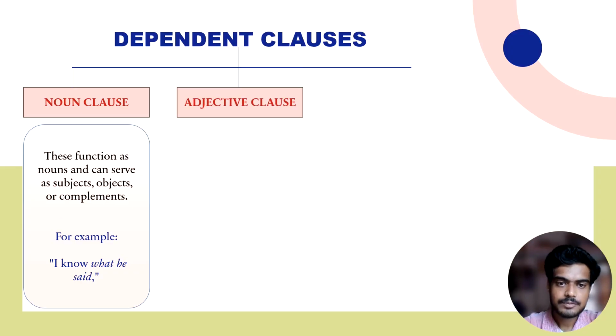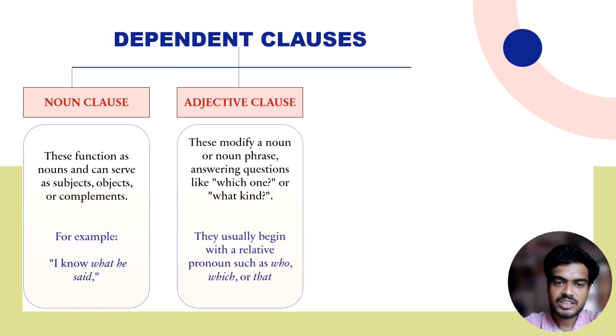Then we have adjective clause. What does adjective clause do? It modifies a noun or a pronoun. This modifies a noun or a noun phrase. Okay, this answers questions like which one, what kind, etc. They usually begin with a relative pronoun such as who, which, or that.